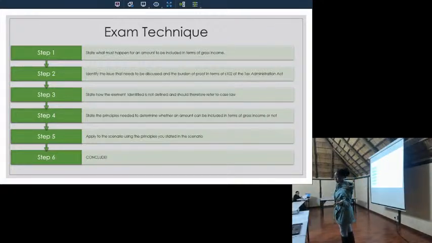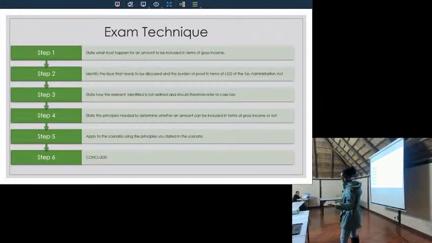All the requirements must be met. But you're also using company names. You're not being generic. Are we good? That's step one. Step two, identify the issue that needs to be discussed. This is what we have discussed. What is vague in this scenario?